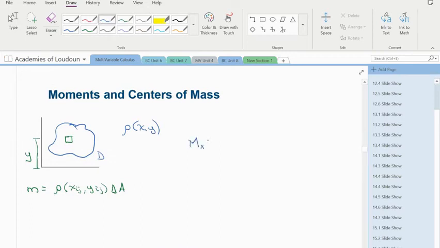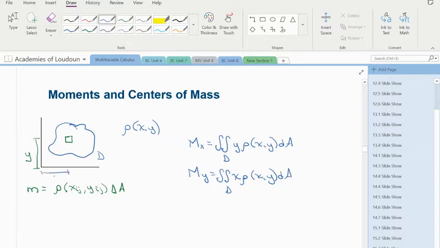Our moment in the x direction is going to then be our integral over the region D of y times rho of x, y dA. Similarly, our moment in the y direction is going to be the double integral over the region D of x times rho of x, y dA, where this is my x distance.